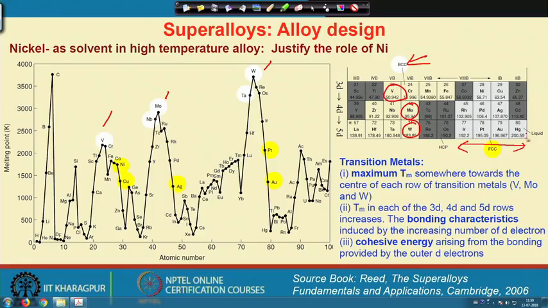But here mercury is a liquid. So, there is no use of it for these high temperature metals. Now, the melting temperature in each of these 3D, 4D and 5D rows basically increases. So, the bonding characteristics are induced by increasing the number of the d orbital electrons. Now, so we have only choice in this particular series.